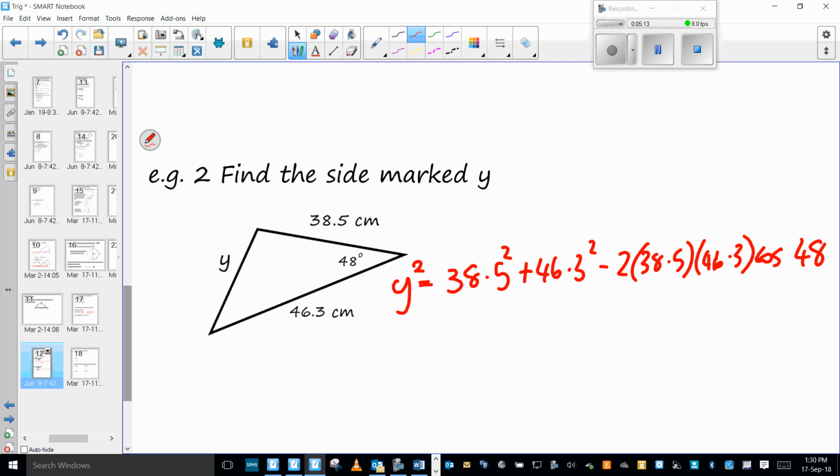Not 48. This is 35.2. And again, check to see if that looks about right. You're not always going to catch mistakes, but it's always a good idea to double check.